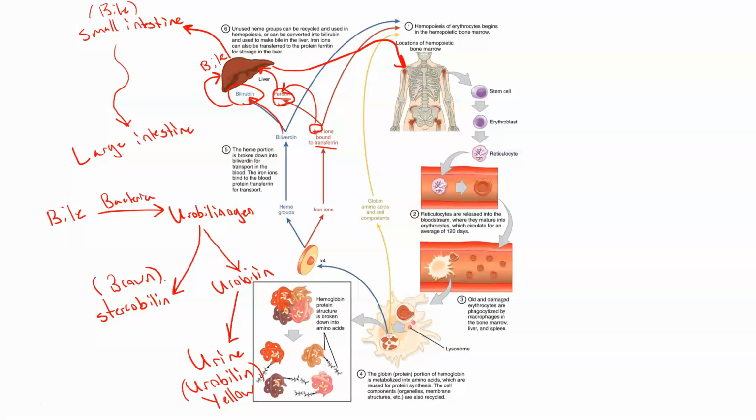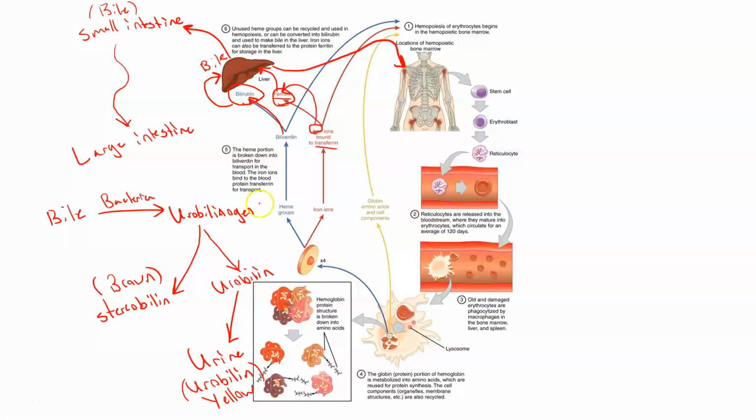And that's actually a good point to bring up, because if there's some abnormality in the color of one's feces or the color of one's urine, it would suggest perhaps some abnormality with this whole process. Either how many red blood cells are being made and released, or how well the liver is converting all of these things, and so on and so forth.